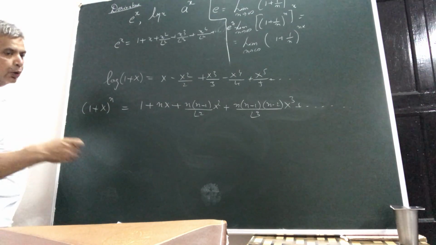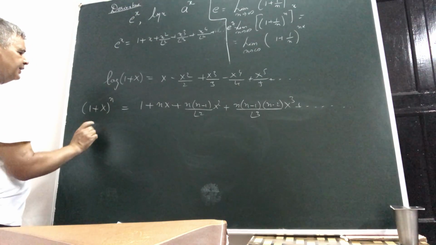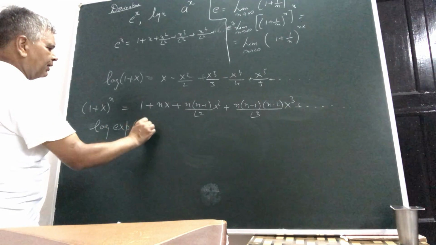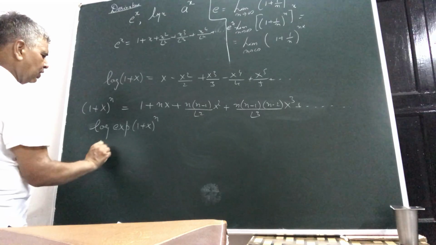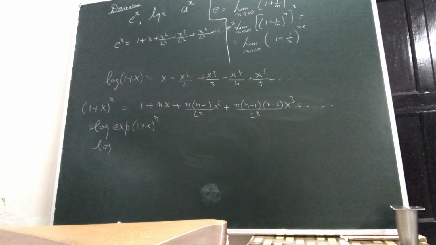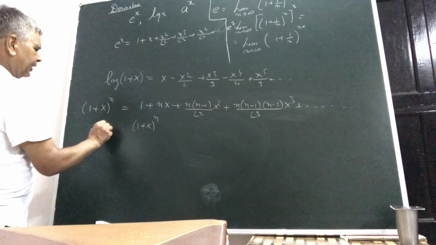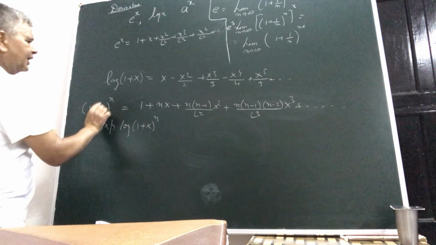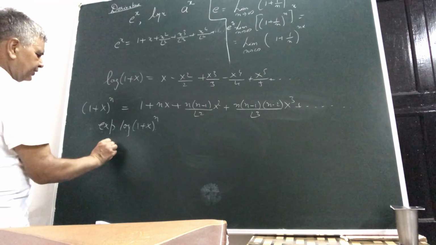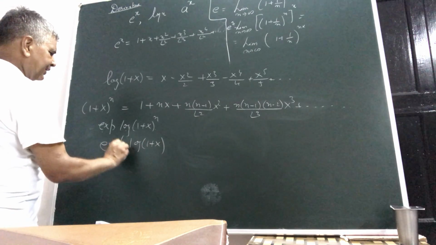This function, because you know both exponential and logarithmic functions are inverse of each other, so what you will write is that this is nothing but exponential of log (1 plus x) raised to power n. Better you write it like this: 1 plus x raised to power n can be written as exponential and log, and they are inverse functions. So this becomes exponential n log(1 plus x), and then see you expand it.